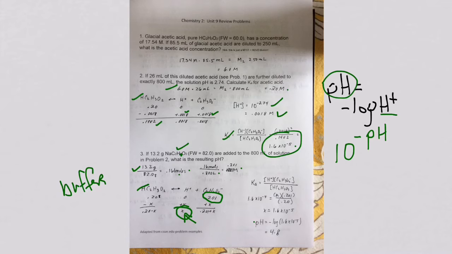Because X is very small, I'm going to take away those X's, because they're not going to matter for the final answer given our significant figures. Then I even simplified it. If you get to this step, you can tell I just said that 0.2 and 0.201 were the same thing. So those cancel out, and you get X equals 1.6 times 10 to the negative fifth. All you have to do then is take the negative log to get the pH of the buffered solution.